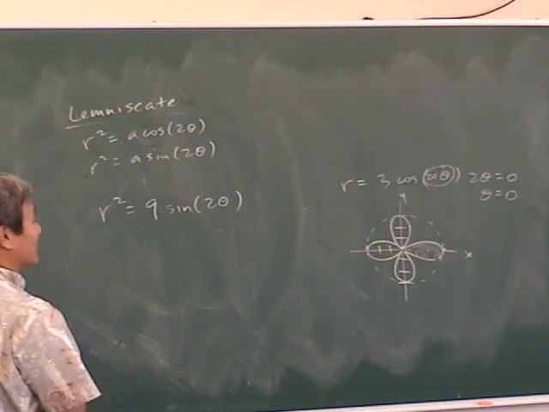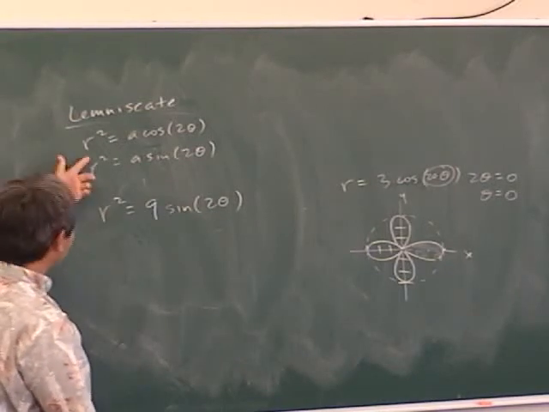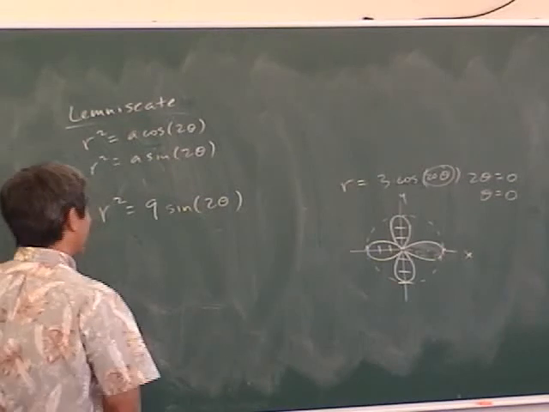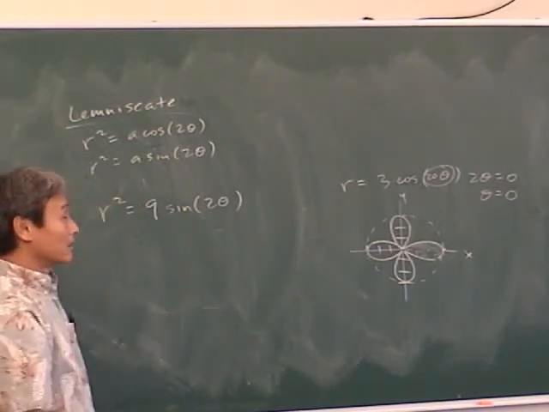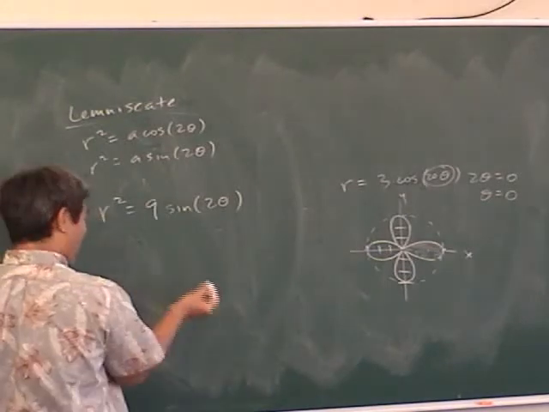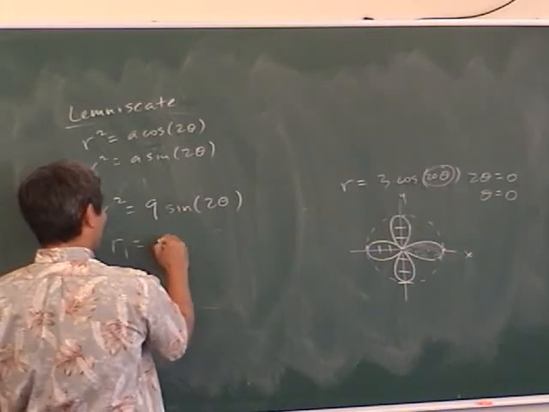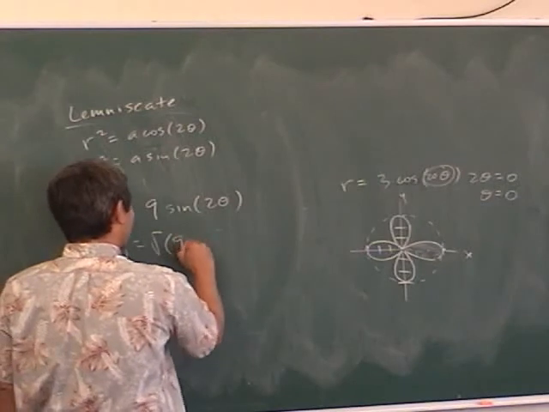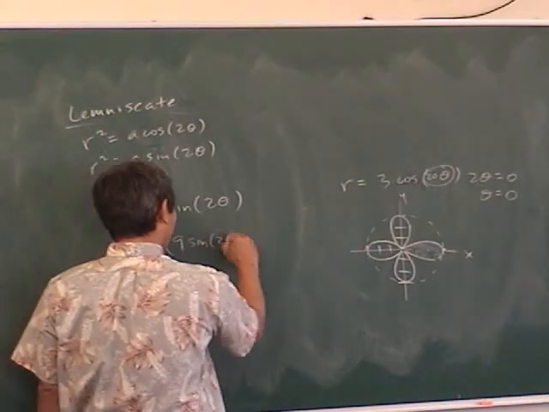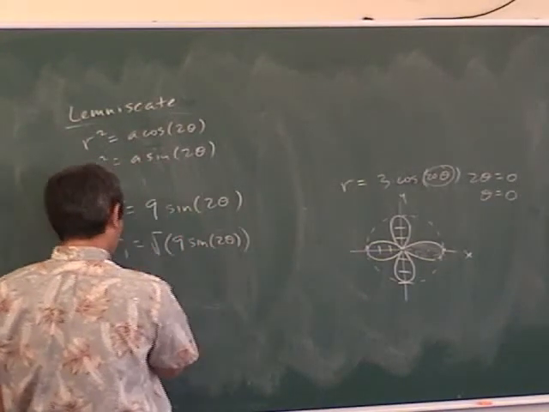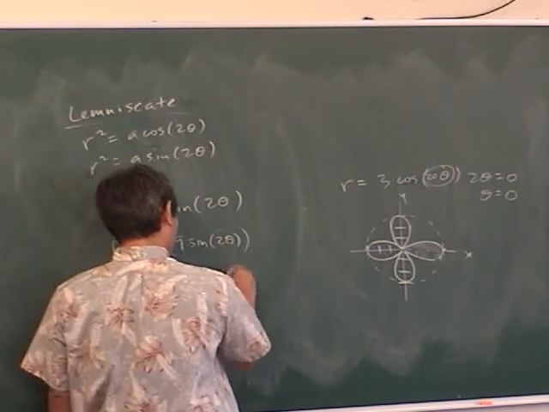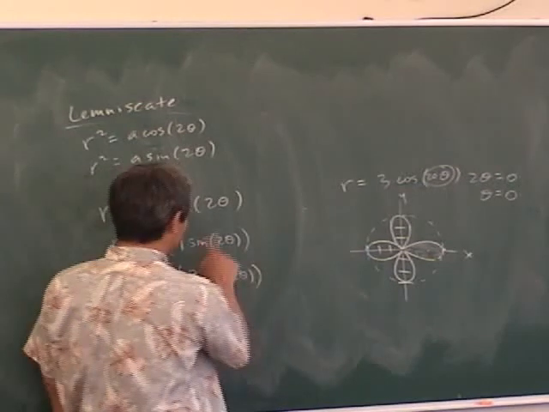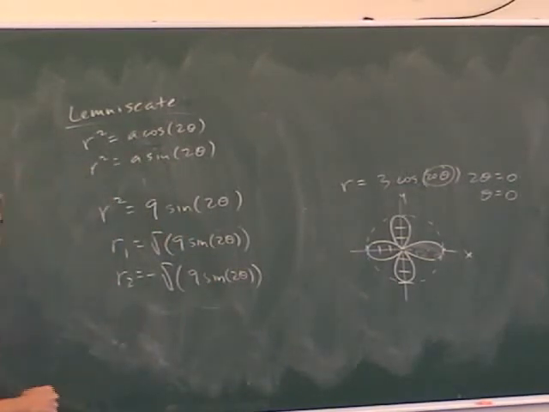How do I know this is a lemniscate? Because it has the equation. Okay, now try, Mr. Park, how do I graph this on my calculator? Because I don't have r squared. So you've got to solve for r. On your calculator, you go r1 equals the square root of 9 sine 2 theta, and r2 equals negative the square root of 9 sine 2 theta. Because when you take the square root, there's going to be a plus or minus because of the absolute value, right?